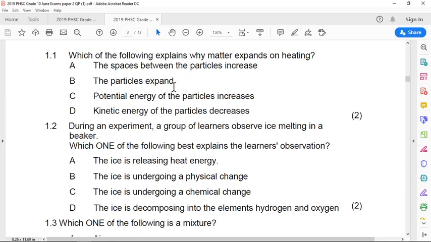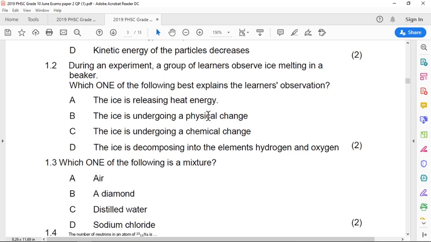The particles expand. This is wrong, because you can't make particles expand. They are the size they are. It's just the spaces between them that change. The potential energy of the particles increases. No, if the potential energy increases, the particles are actually getting closer together. If the kinetic energy decreases, something is getting colder. And this says expands on heating, so this is completely wrong. So the answer is A, the spaces between the particles increase.